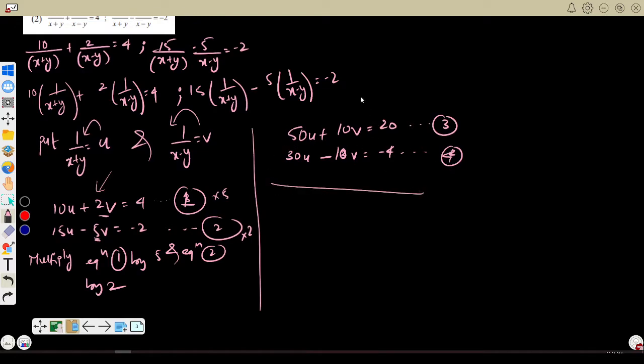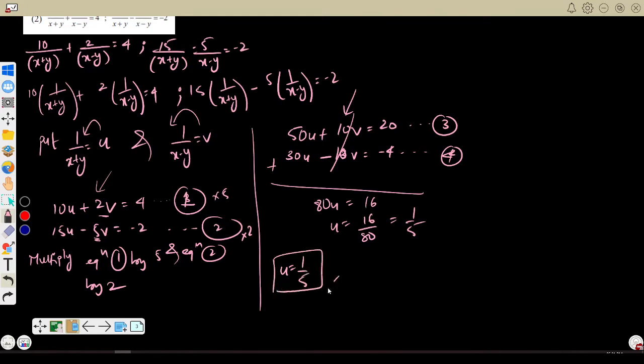So if you observe, the coefficient of the second variable is now the same. If the signs are opposite, we will add the equations. Plus 10v minus 10v will cancel. 50u plus 30u will be 80u is equal to 20 minus 4 will give me 16. So u is equal to 16 divided by 80, which will give you the value 1 upon 5. I hope this is clear to you. So I'll just write this again: the value of u turns out to be 1 upon 5.